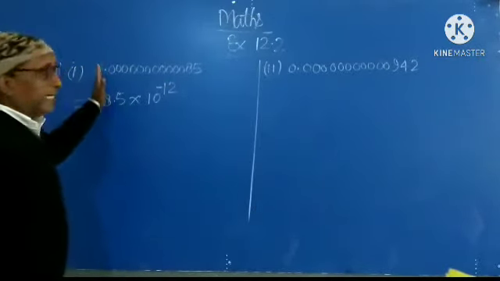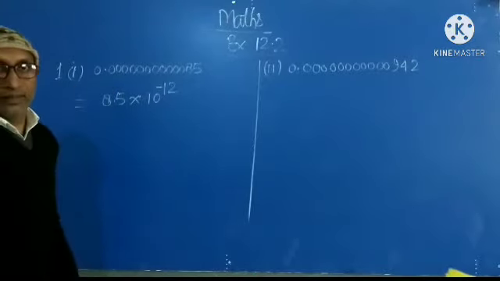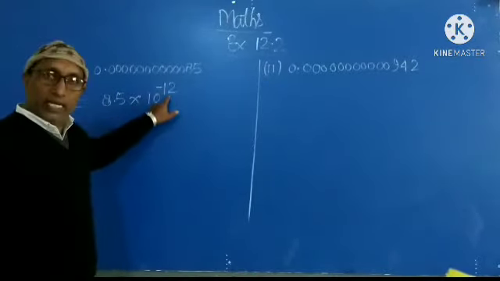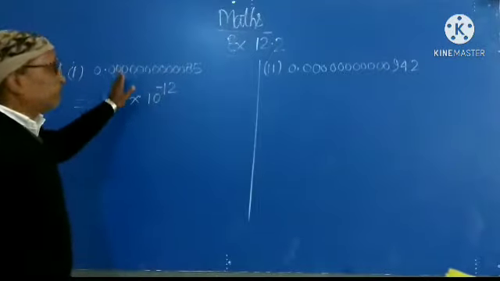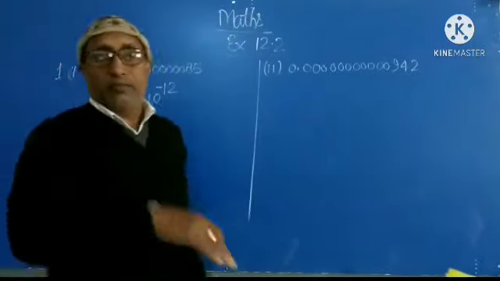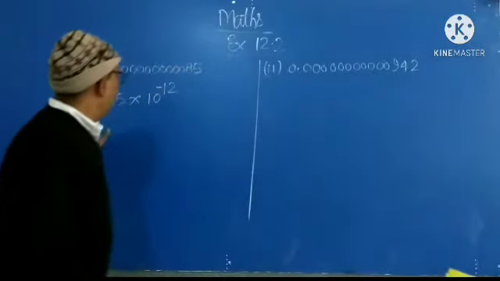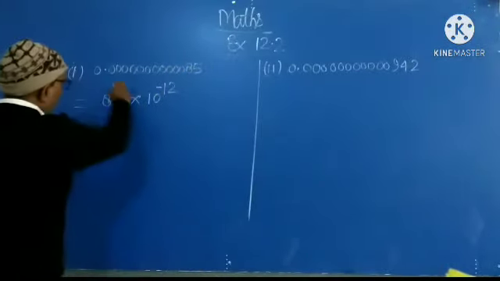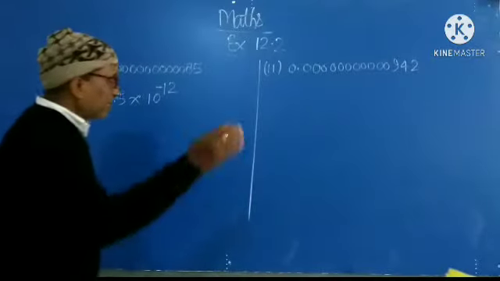When you shift the decimal place to the right, n is negative. When you shift the decimal place to the left, n is positive. This is the standard form of the number. Like this, you write it.